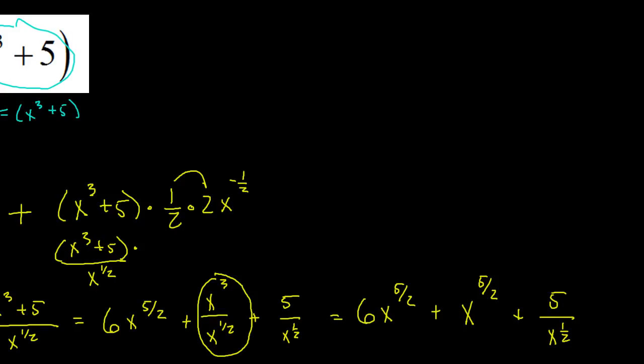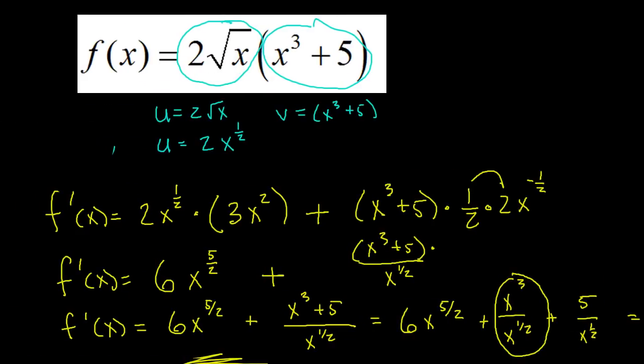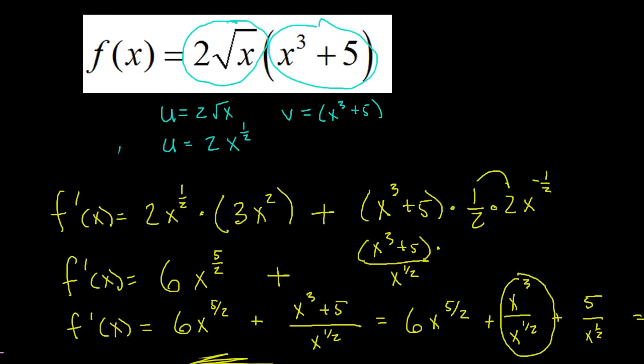And oh my goodness, I could keep going because now I got like terms. That's 6x 5/2 plus 1x to the 5/2. That's 7x to the 5/2 plus 5 over x to the 1/2. Okay, I think I'll stop there. A lot of cleaning up to do there. And you know what? I mean, if I really wanted to be a jerk, I could go ahead and say, hey, why don't we add these together by getting a common denominator? But, I'll save that for a later date. This video is really meant to just focus on the use of the product rule.